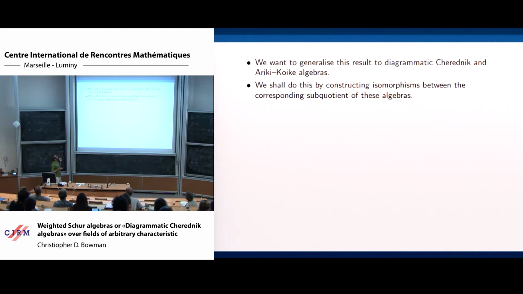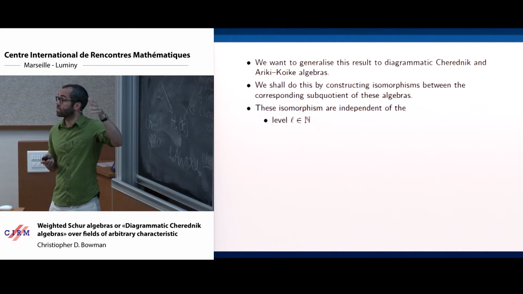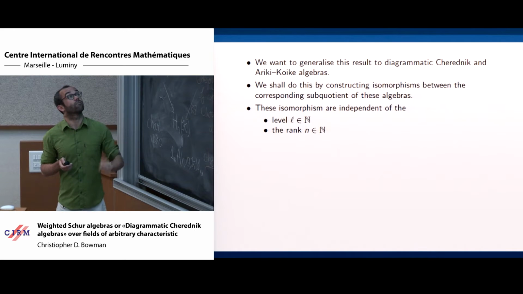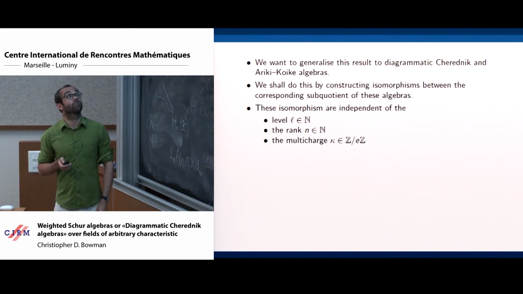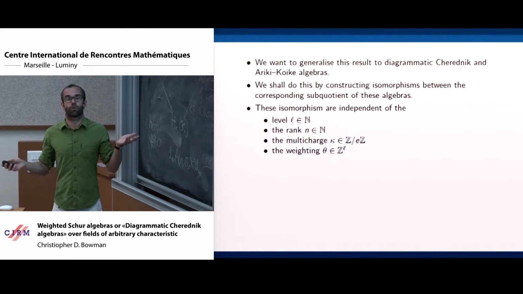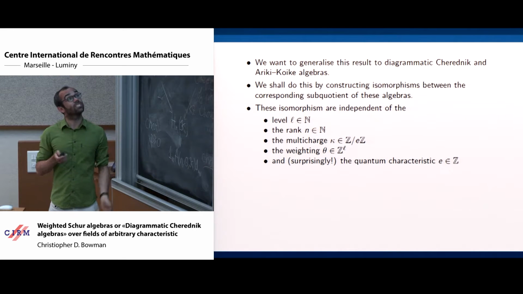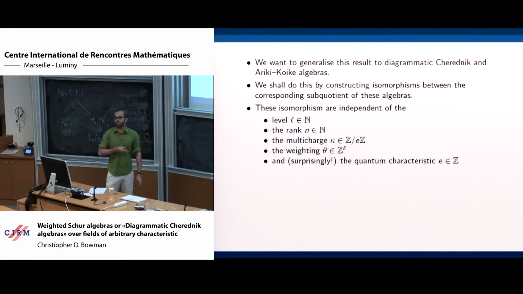We're going to do this by constructing isomorphisms between subquotients of our diagrammatic Cherednik algebras. And these isomorphisms are going to be independent of the level, l, in Z over lZ, the rank, n, as I just said for the symmetric groups, the multicharge kappa, and the weighting, so it won't matter which Cherednik algebra I pick, these isomorphisms will always go through, and weirdly, the quantum characteristic. Even in the classical Schur algebra case, we're going to get isomorphisms between subquotients of Schur algebras. Well, we're going to get Morita equivalences between classical Schur algebras, between their subquotients, which don't depend on the quantum characteristic, which is quite weird.